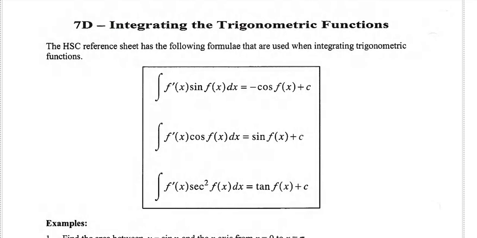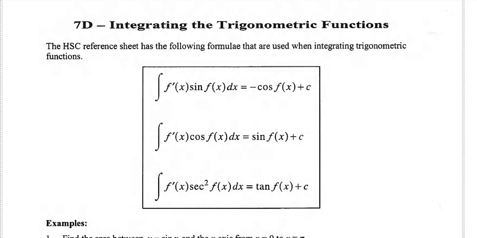When you are integrating sine, the formula says that you want to have the derivative of whatever your function is in the front, and then that will integrate to be a negative cos of the function plus c. Now, if you don't always have the derivative function in front, I will show you how to get around that. But this is the form that's on your formula sheet.